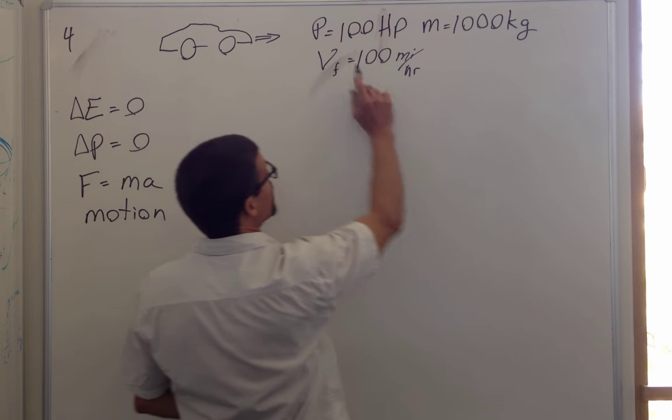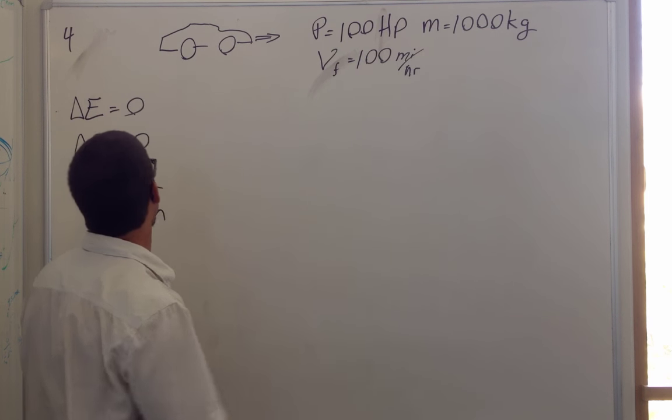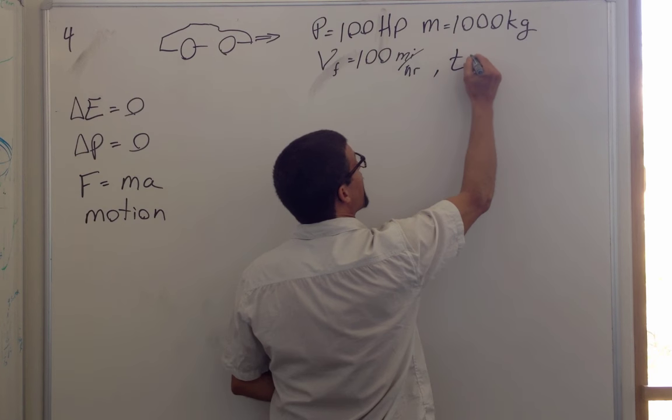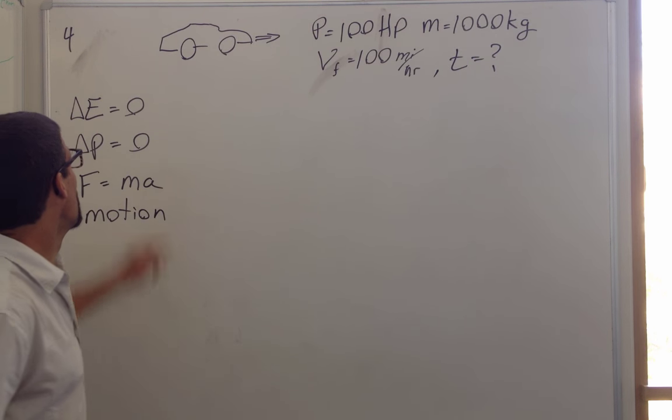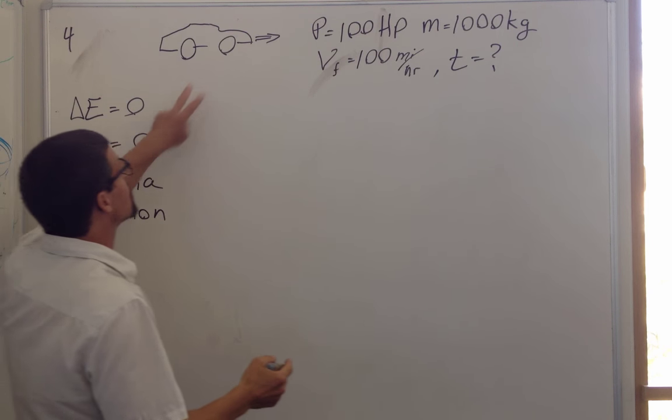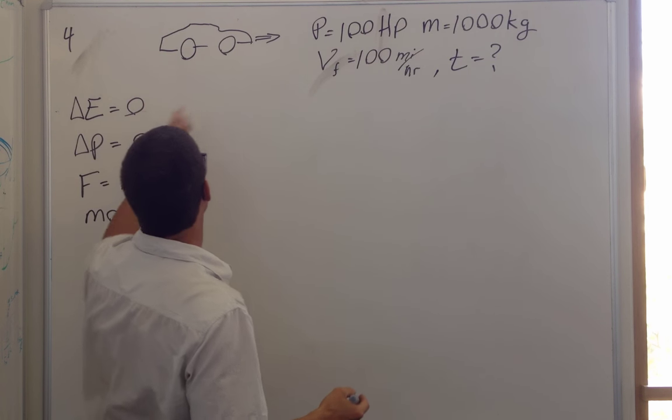We know the power, we know the mass, and we know the final velocity. We want to find out the amount of time it takes to get to 100 miles an hour. We can look at energy. The sum of the change of energy of this thing is 0.